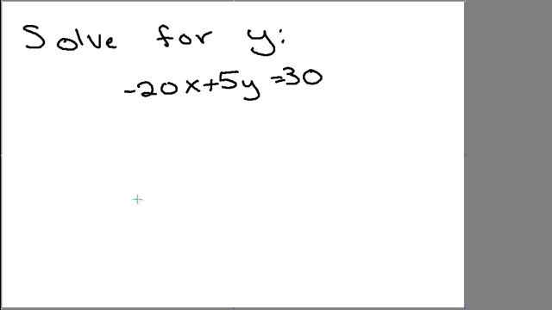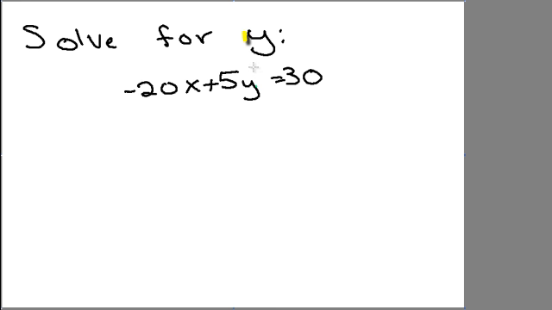Hi, today I'm going to be going over an example of how to solve an equation for one variable when you have two different ones. So we're going to solve for y here, and we have negative 20x plus 5y equals 30. When we do this, you're not going to end up with y equals a number. Because we have another variable, we're going to have a whole bunch of stuff as our answer.